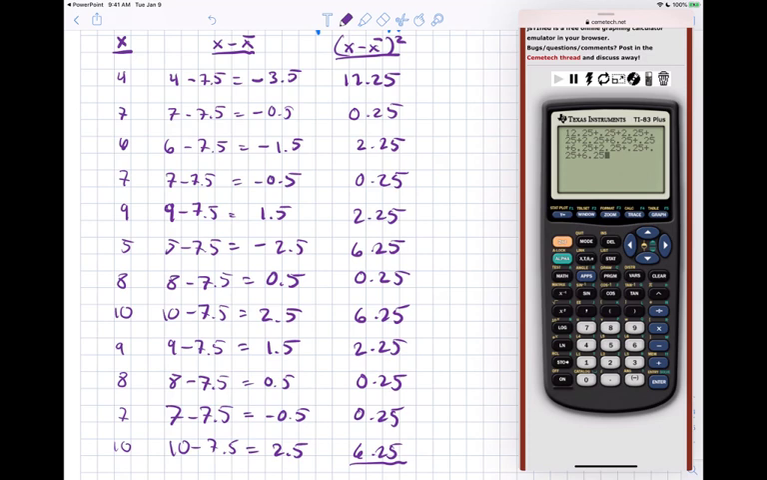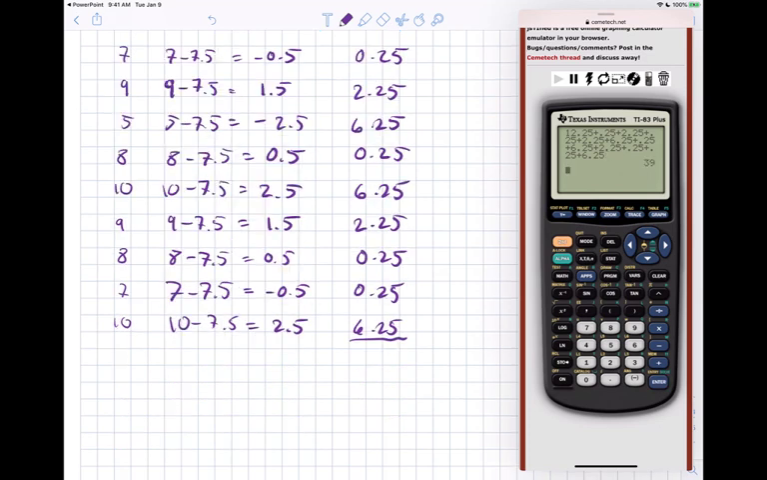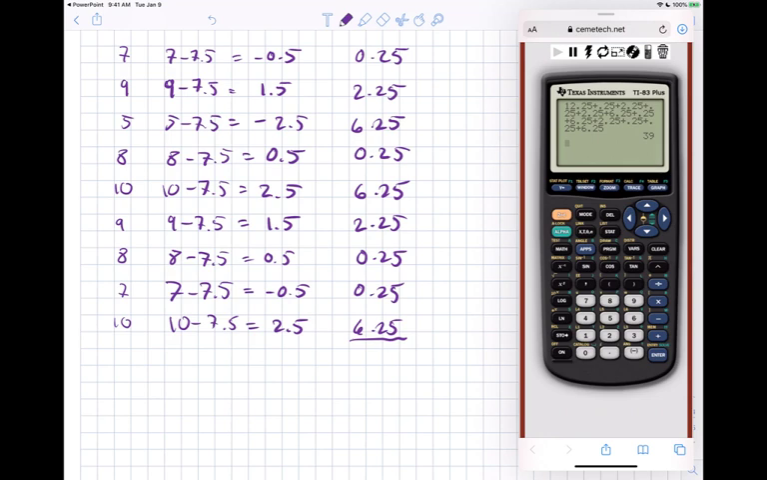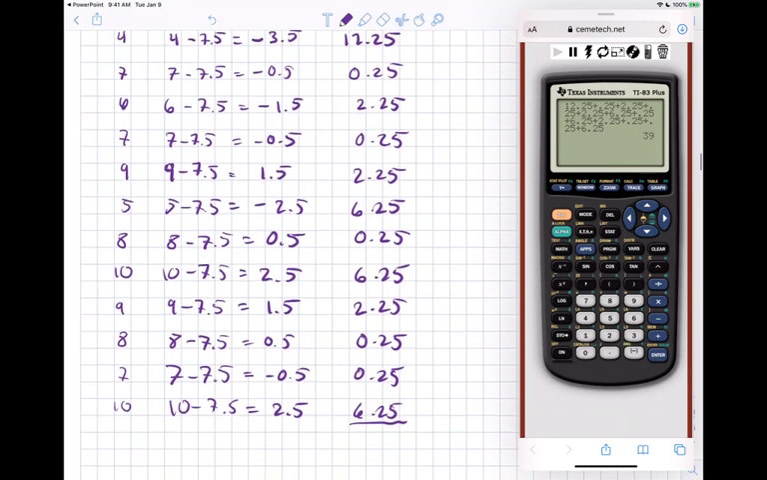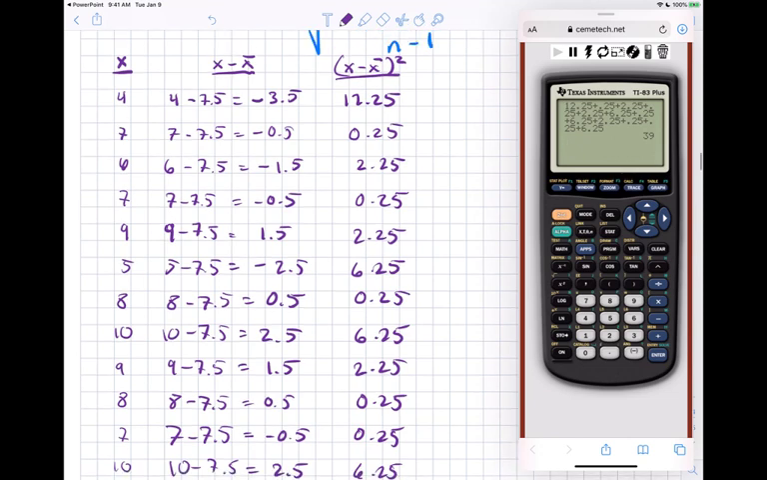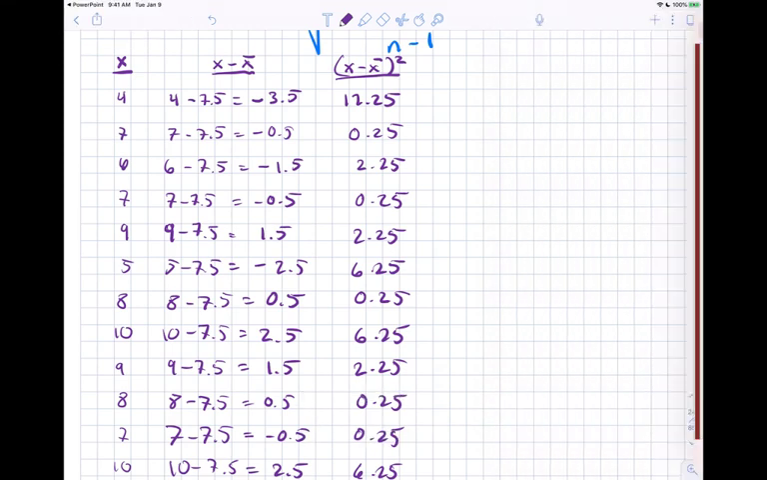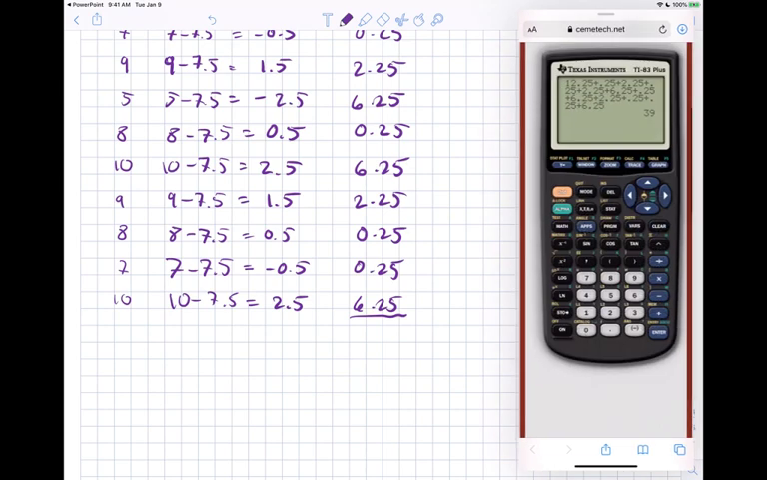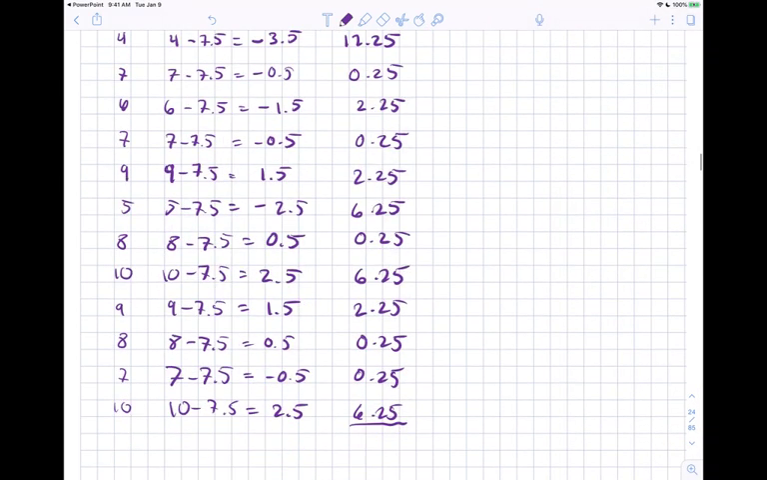Okay, let's see, 39. Is that correct? Let me look. So 3, I think that's the only one that's 3, right? We should have what, 12 entries? Let me see. 1, 2, 3, 4, 5, 6, 7, 8, 9, 10, 11. Okay. And then 12.25. I'm just going to go with it. Hopefully we got it right. Okay. And we got a result again of 39. So those add up to 39.